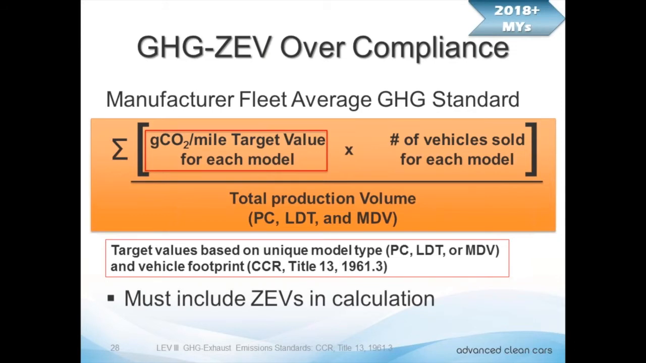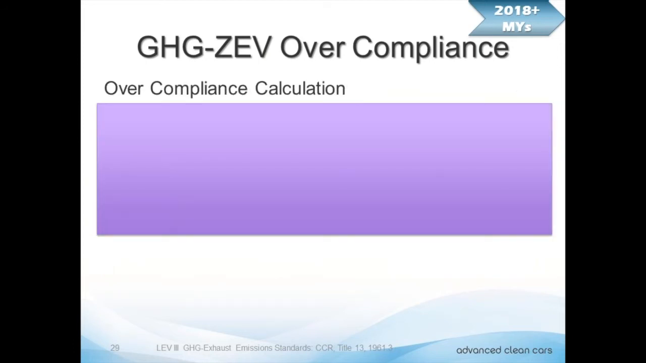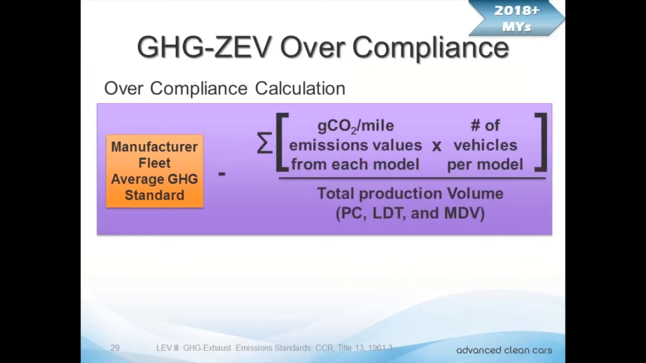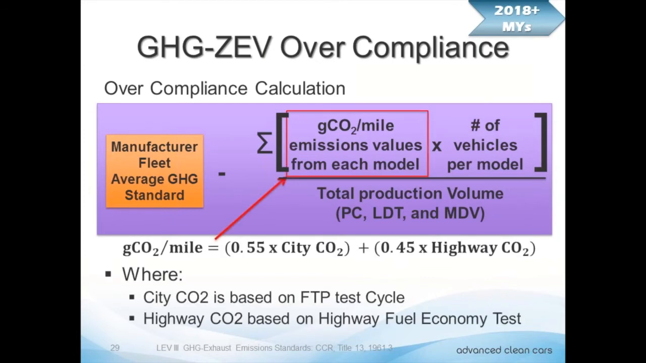Next, we must figure out how much you have over-complied with this standard. In order to calculate a manufacturer's overcompliance, we start with the manufacturer's fleet average GHG standard that we reviewed on the previous slide, and subtract from it the manufacturer's fleet average GHG value of that same model year. This calculation uses the GHG emissions values for each model vehicle measured on specific test cycles.